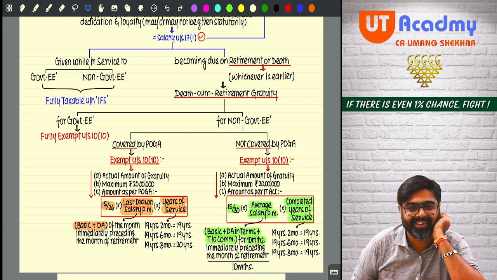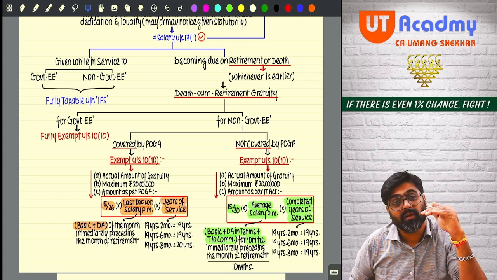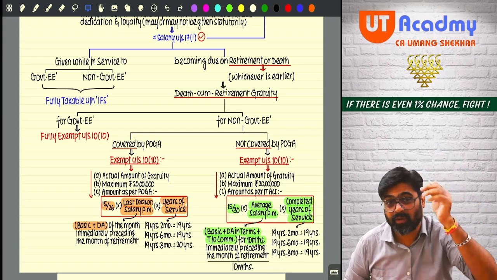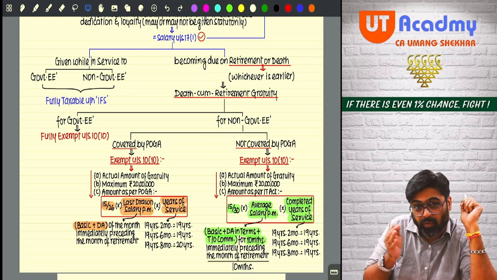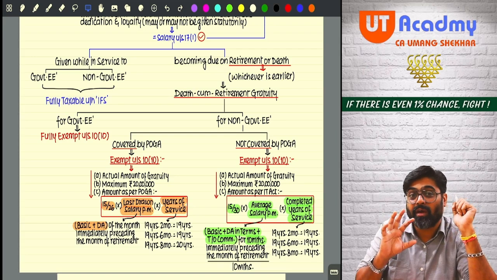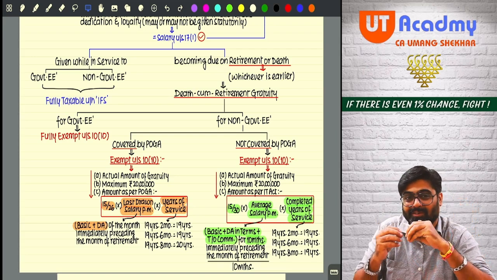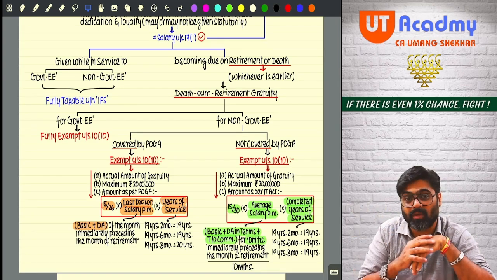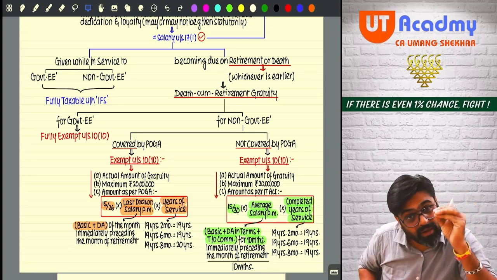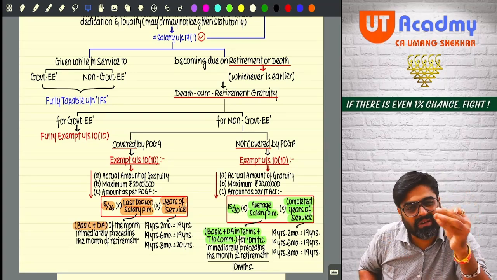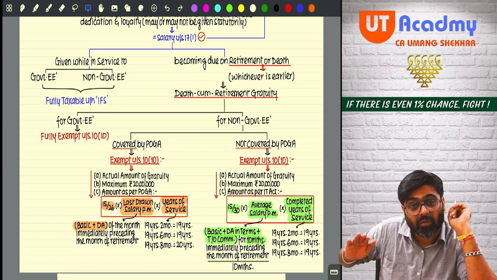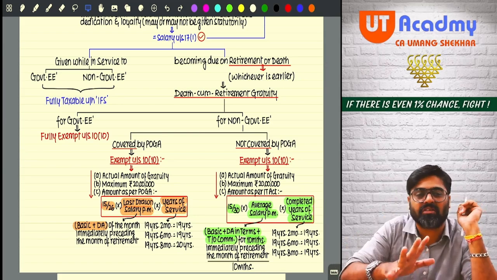Why? Think. Just imagine if gratuity for non-government employees was also fully exempt. What the employees would have started doing, 4 or 5 years before retirement, is that me and my employer would have agreed to some nonsense. I would have told my employer, for the last 3-4 years, don't pay me salary only, or pay me very less salary. Peanuts. Increments you are supposed to give, don't give the increments also. For the last 3-4 years, pay very less salary.